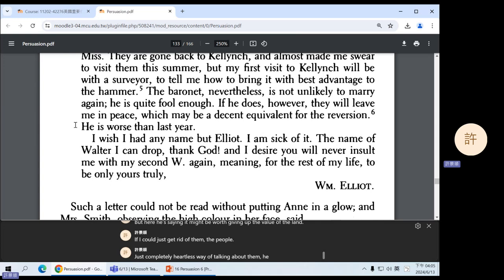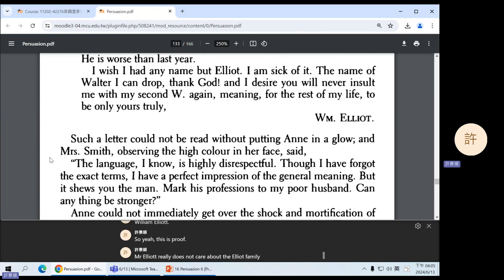He is worse than last year. I wish I had any name but Elliot. I am sick of it. The name of Walter I can drop, thank God. And I desire you will never insult me with my second W again. So his name is William Walter Elliot. Meaning for the rest of my life to be only yours truly, William Elliot. So yeah, this is proof. Mr. Elliot really does not care about the Elliot family name.